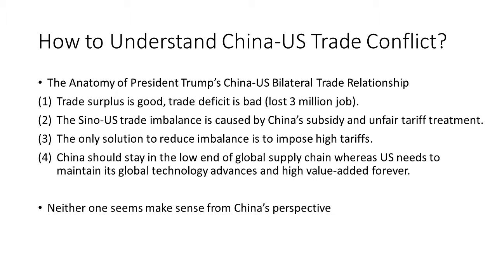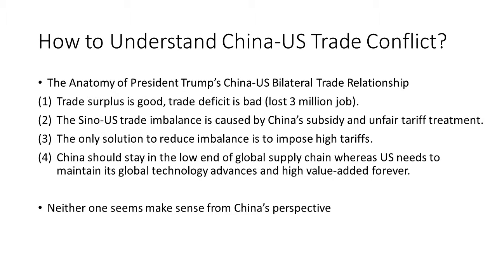And why is that? He says the trade imbalance is because of China's export subsidies or because of unfair tariff rates. And usually he will mention 4 examples. Number 1, on car tariffs, the US is 2.5% and China is 25%. The second, the IPR issue, and also that US investment in China is difficult, and something like this. So that's the second argument.